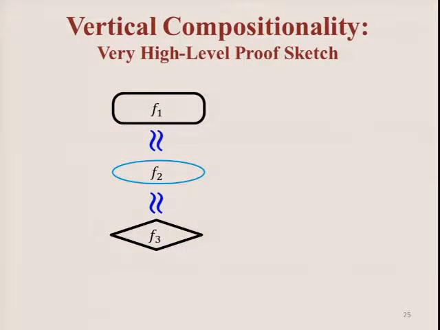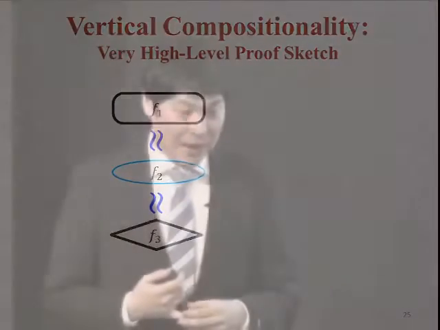Okay, so it supports horizontal compositionality. Now the key part. I will show you the key high-level idea behind the proof of vertical compositionality. So why is this proof method vertically compositional?